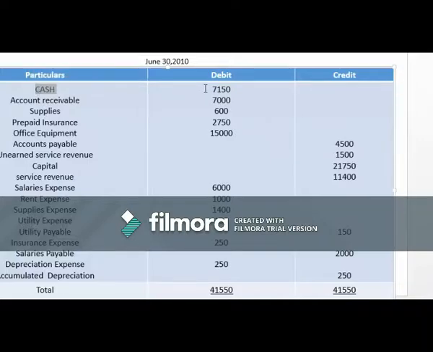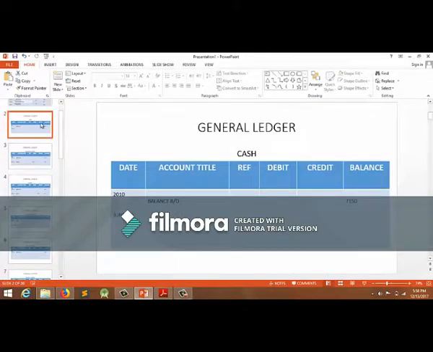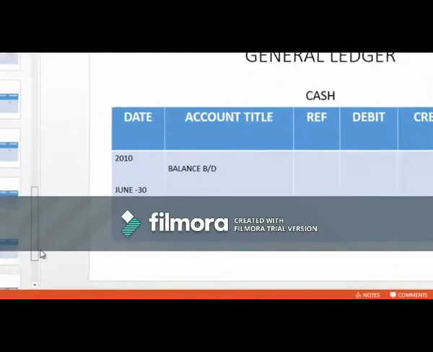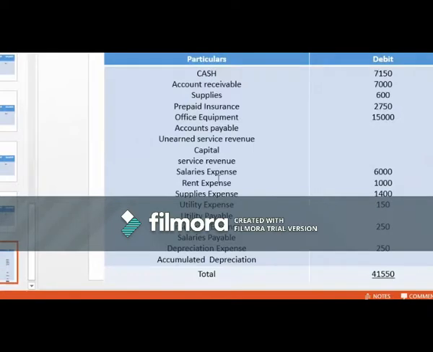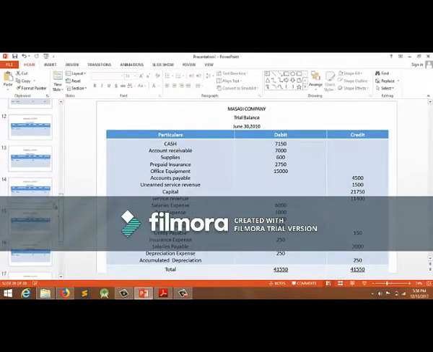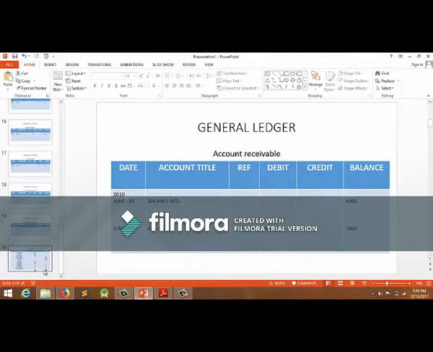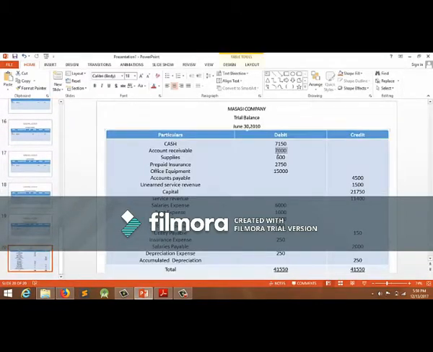Cash, the normal balance of cash is debit, so from cash we got 7,150. As the cash normal balance is debit, we will write the 7,150 in the debit section. Accounts receivable we got 7,000. As the accounts receivable normal balance is debit, we will write it in the debit section. For unearned service revenue we got, let's see what we got.